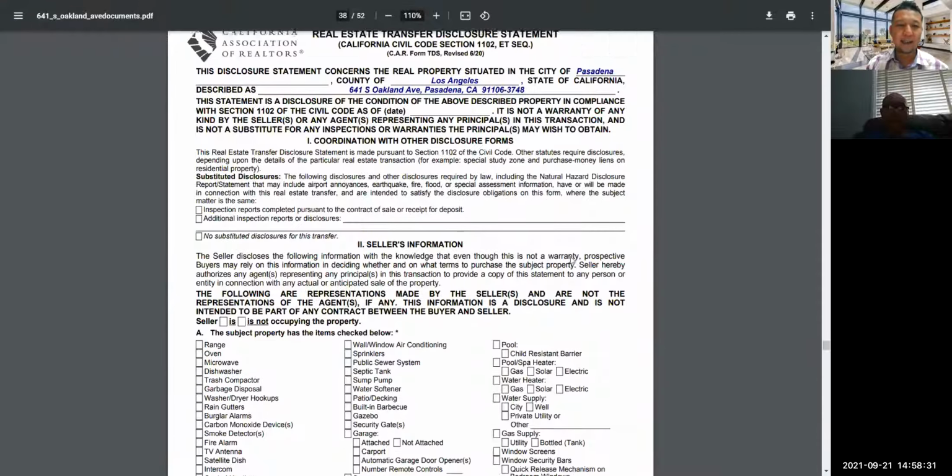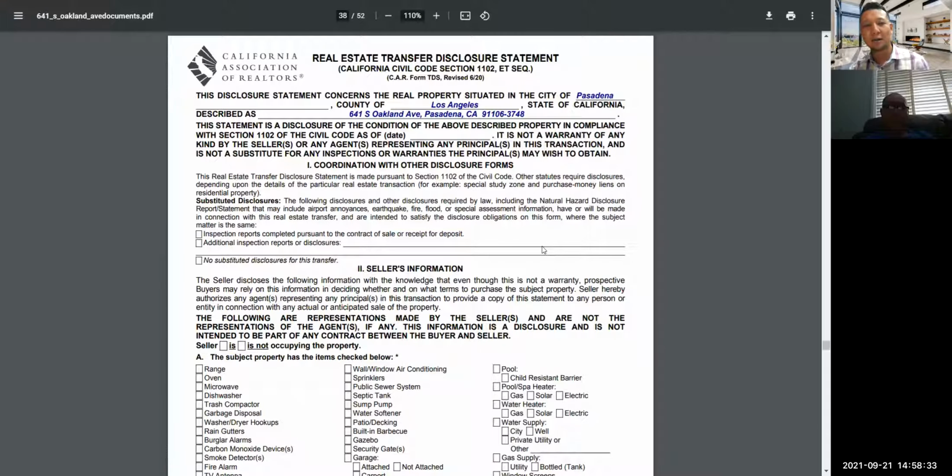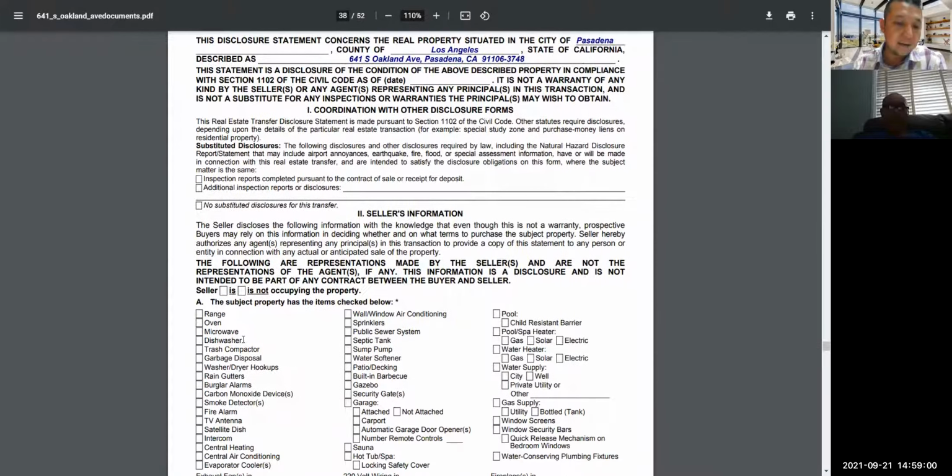Okay, very important. The TDS is required for every 1 to 4 single family transaction, 1 to 4 units. You're going to use this because it's a statutory disclosure requirement to disclose anything you know is defective about the property, even if the seller is not living on the property. So maybe the seller used to live there 10 years ago, and currently they are not occupying the property. It's been rented ever since.